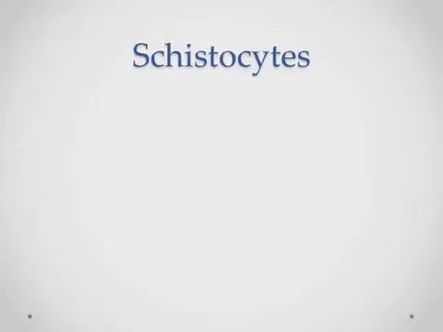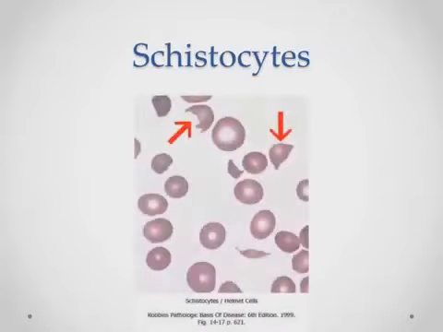Another cell is called schistocytes. What are these schistocytes? Schistocytes are fragmented red blood cells. Fragmented red blood cells means that there is something intravascular. This is very important: something intravascular that leads to destruction of these red blood cells. Like what? Like thrombosis, like severe vasculitis.